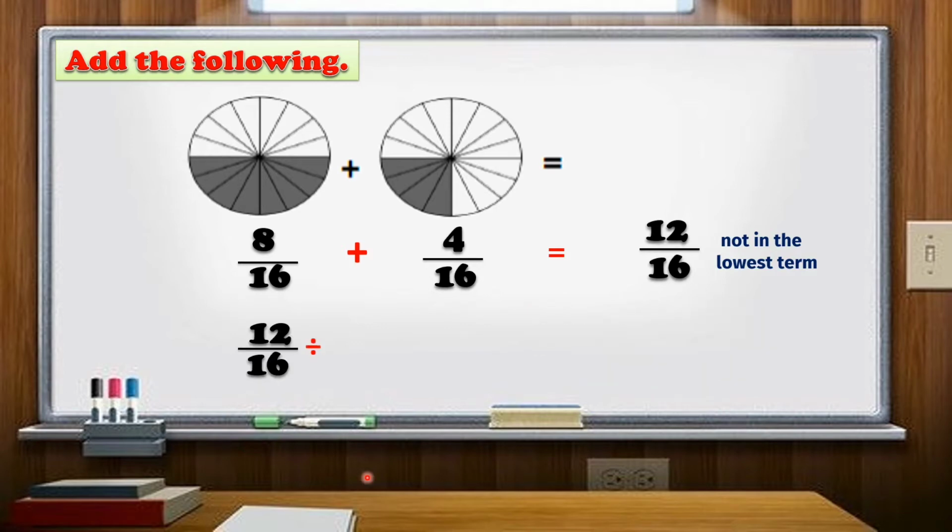12/16. Let's divide this by its common factor 4. We have 12 divided by 4 equals 3. 16 divided by 4 is 4. Our final answer is 3/4.